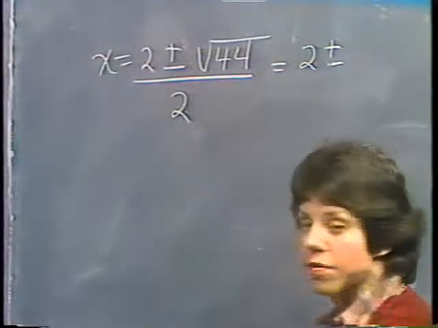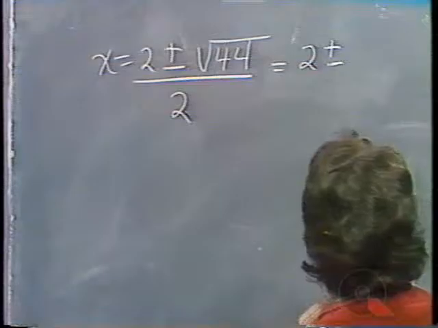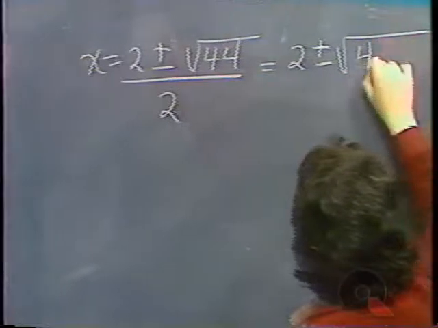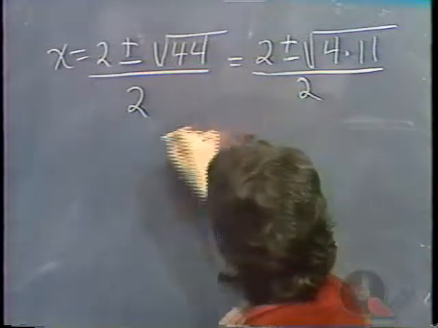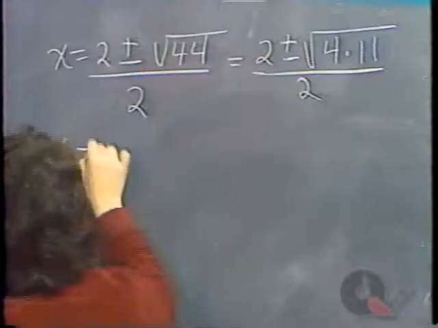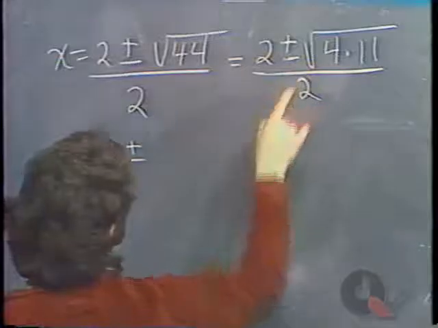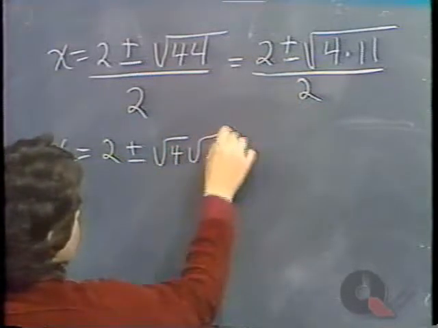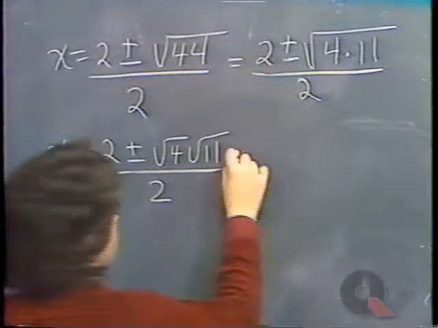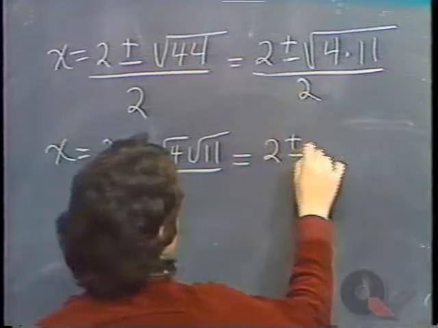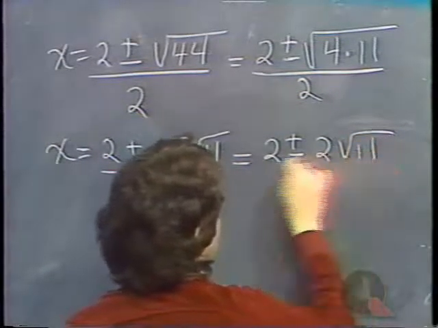This is 2 plus and minus. Now 44 is 4 times 11. So we get the square root of 4 times 11 over 2, which gives us 2 plus and minus. Now this is the square root of 4 times the square root of 11. Okay, so this gives us 2 plus and minus 2, the square root of 11 over 2.